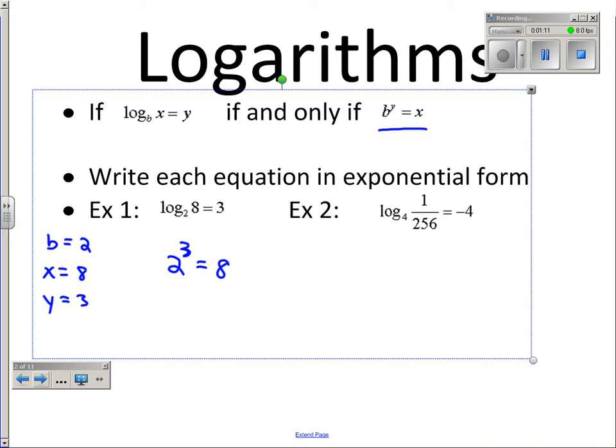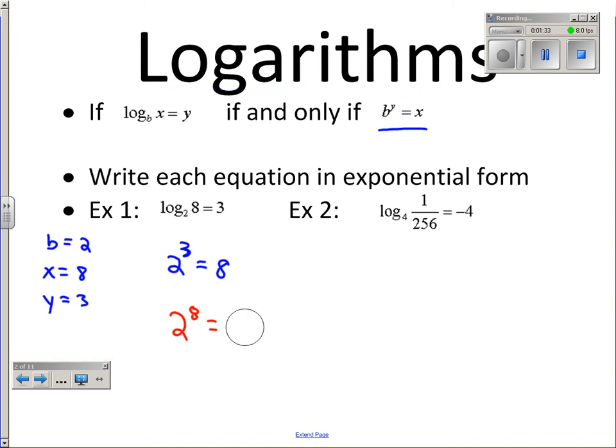Now we can check this. Go to your calculator and put 2 to the third power in the calculator. Does it equal 8? Yes, it does, so that must mean we're correct. If we had messed up and put 2 to the 8th power equals 3, we would put it in our calculator, 2 to the 8th power. We would see that it is not 3, so it must be wrong.